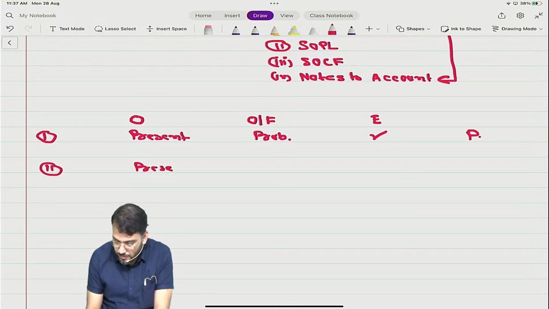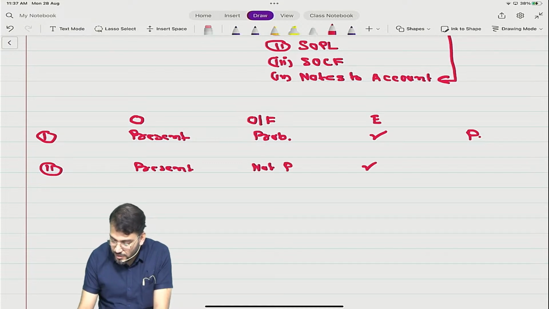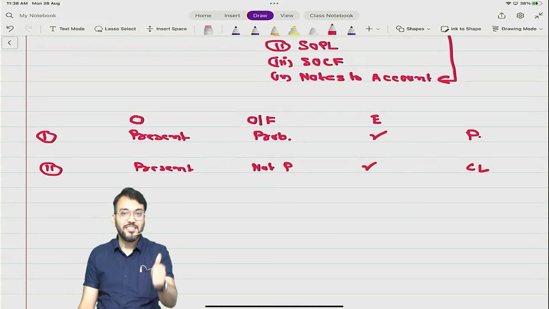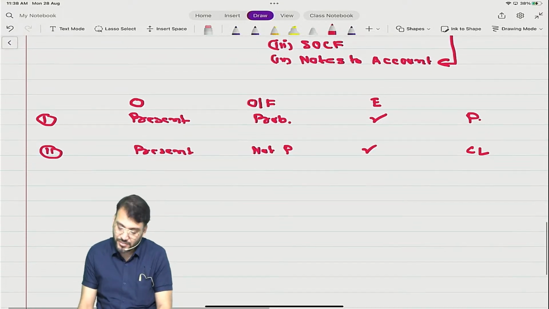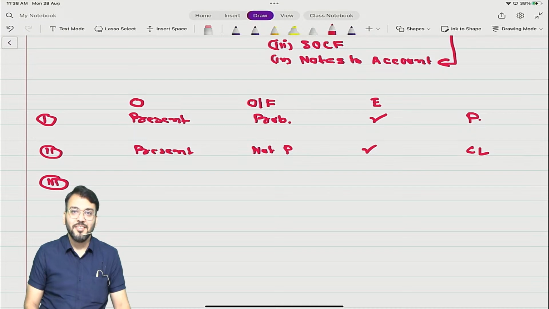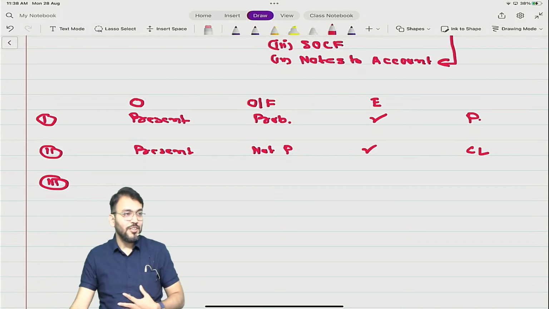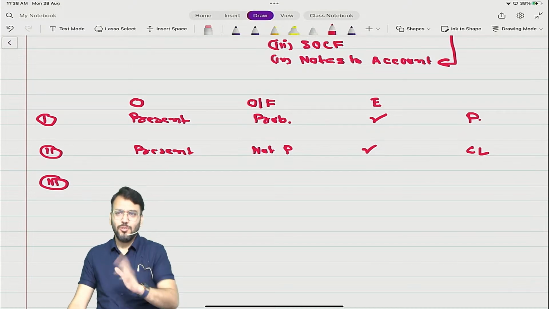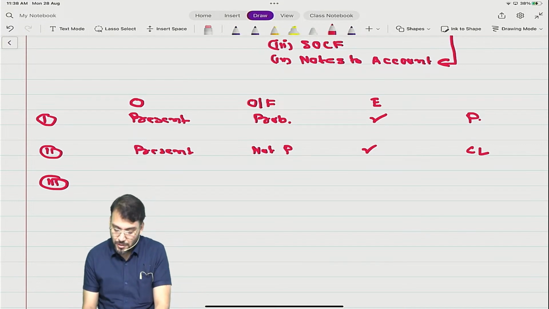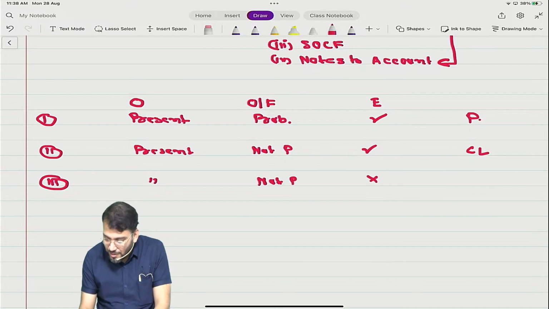Second, present, not probable, estimation can be made. Tell me. Contingent liability, very good, excellent. Everyone saying contingent liability? Excellent. If you say these 3 correctly, it means you have understood my emotions also. Even though you are not giving correct answers, don't worry. This is the first time anyone is asking you this type of question. So it is a present obligation, not probable, and the amount cannot be estimated.